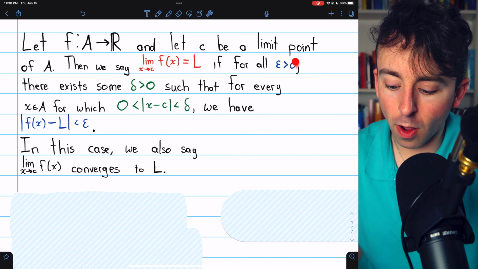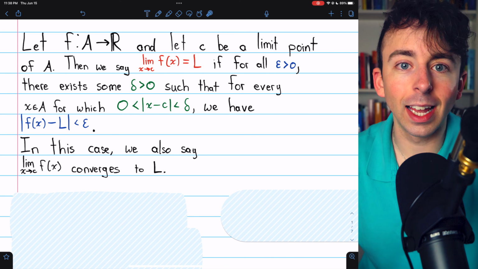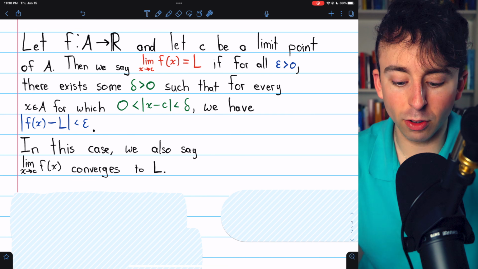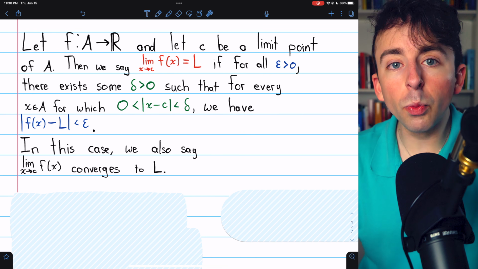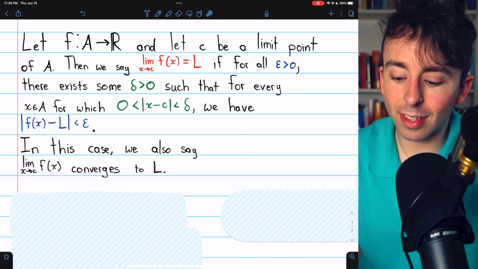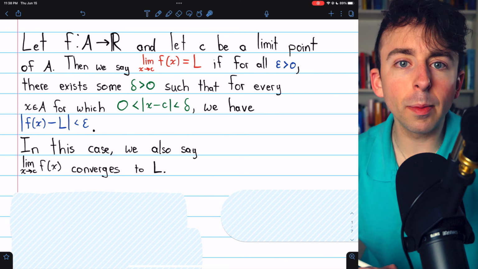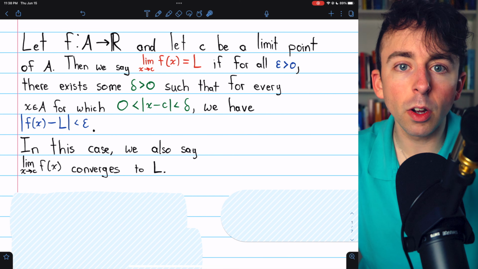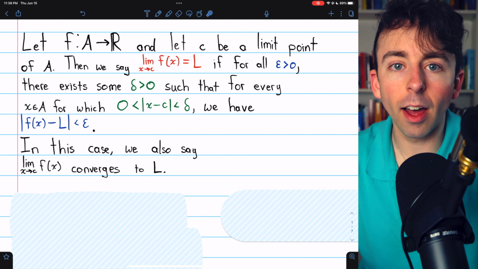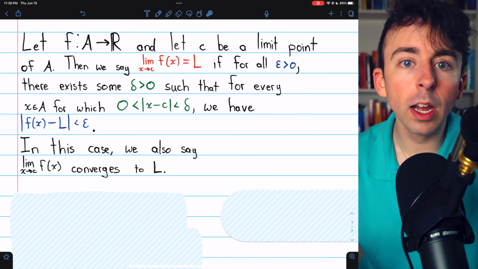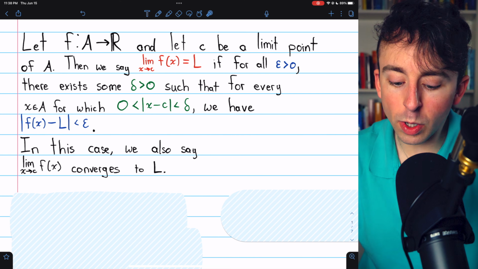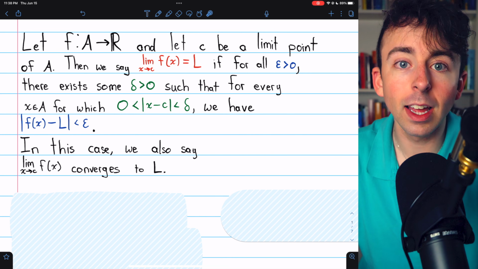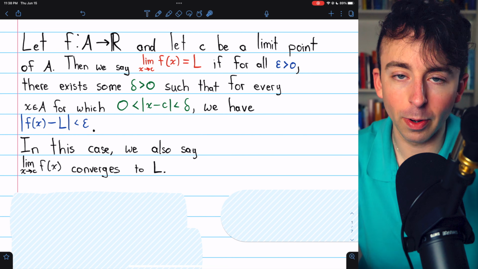We think of epsilon as a sort of tolerance, an allowed distance from the limit. And we think of delta as a closeness to the limit point c. When we defined the limit of a sequence, we said that for any tolerance, we should be able to go sufficiently far out in the sequence to guarantee that the terms were within the given tolerance of the limit. For a function, we're saying that for any tolerance, we should be able to get sufficiently close to the limit point c so that the function is within the tolerance of the limit.